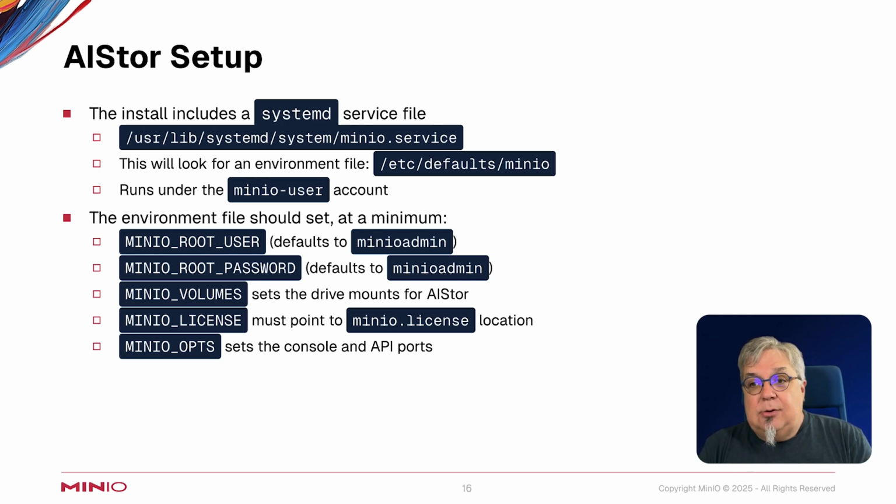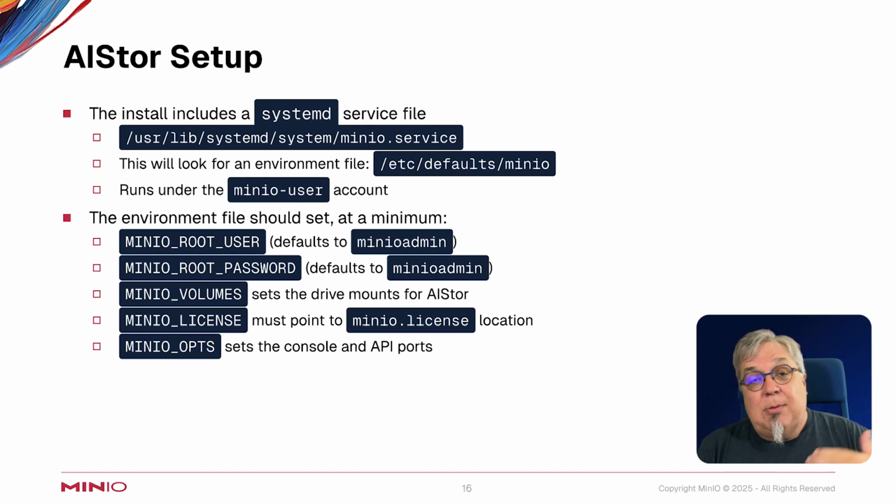Once we have the RPM installed, we are going to take a look at the systemd service file. This is going to be under the systemd directory. It's the minio.service. It looks for an environment file in /etc/default/minio. This is where you're going to do most of your editing. That service file is designed to use a minio-user system account. The environment file itself should set up at a very minimum a root user and a root password. These will default to minioadmin. You do not want to use the defaults.